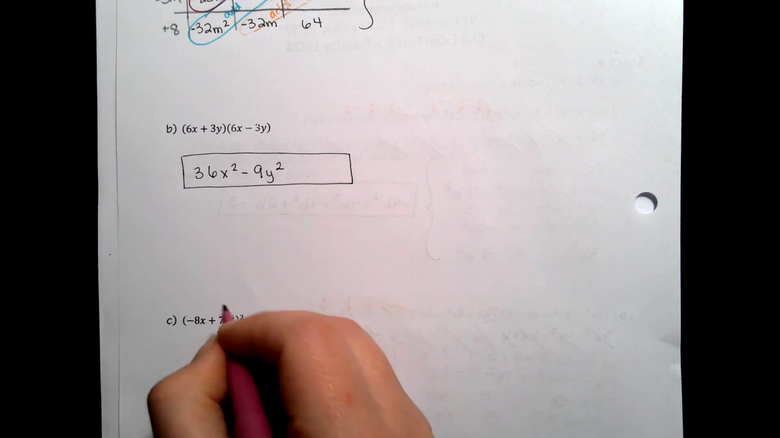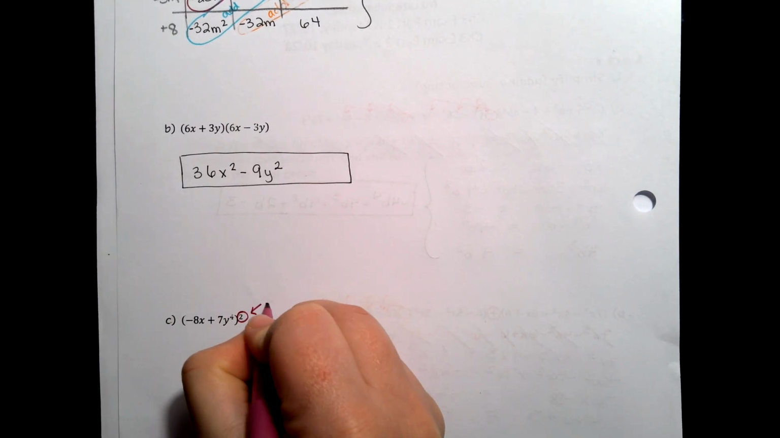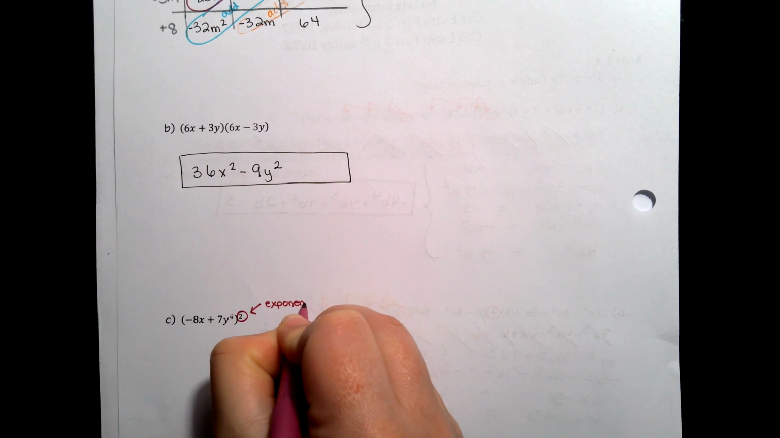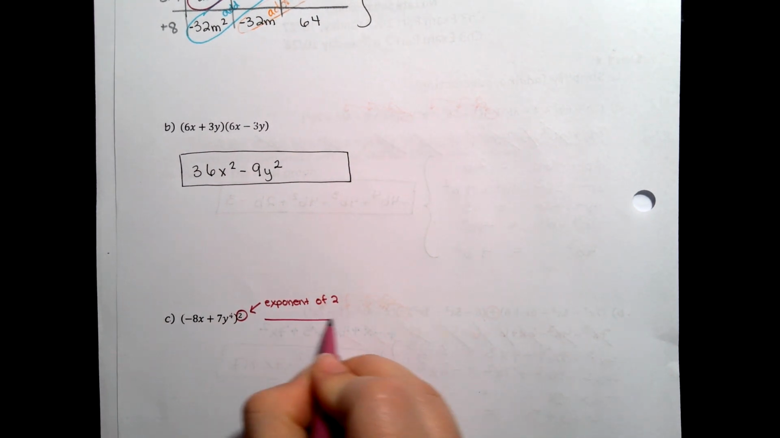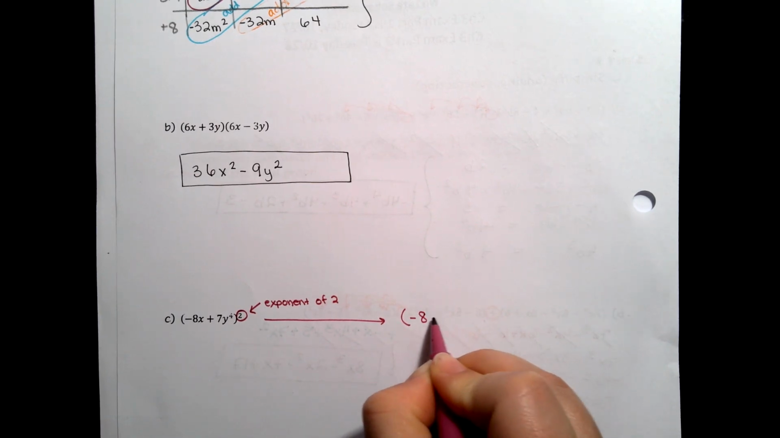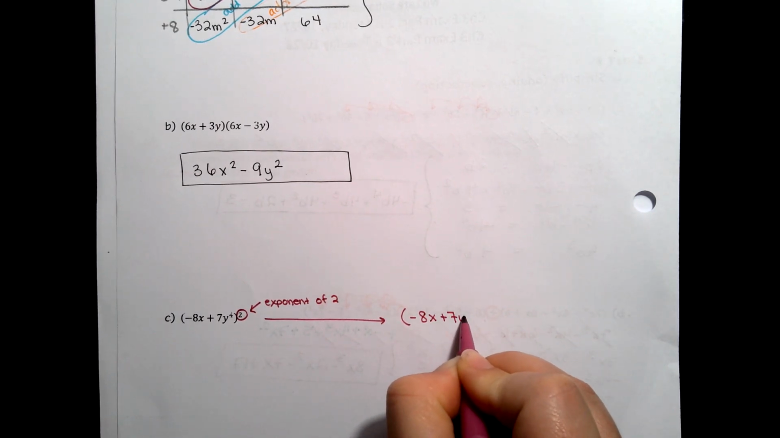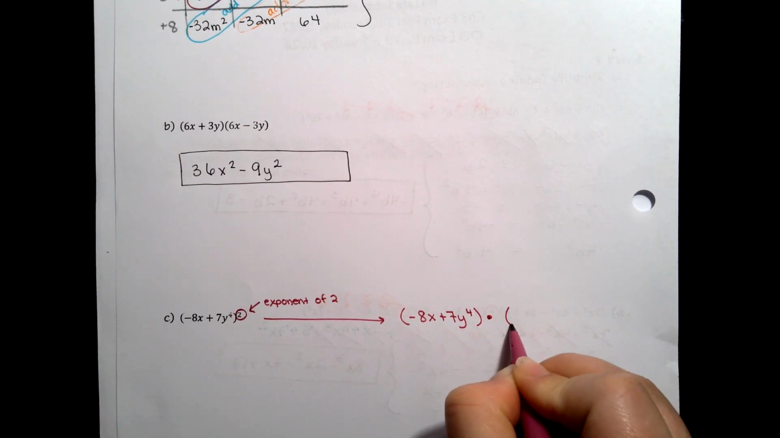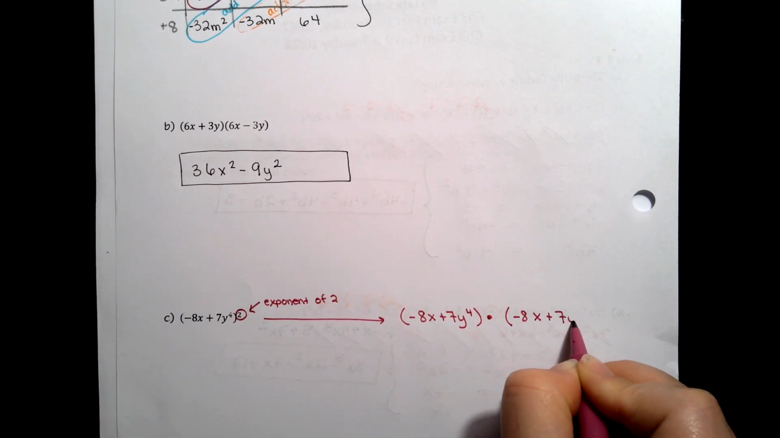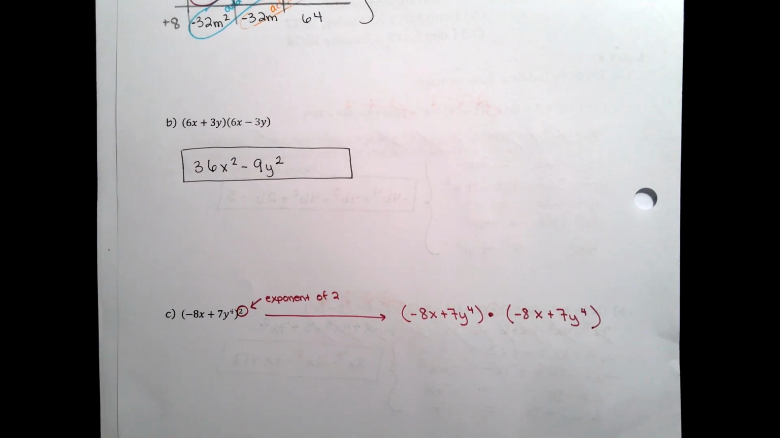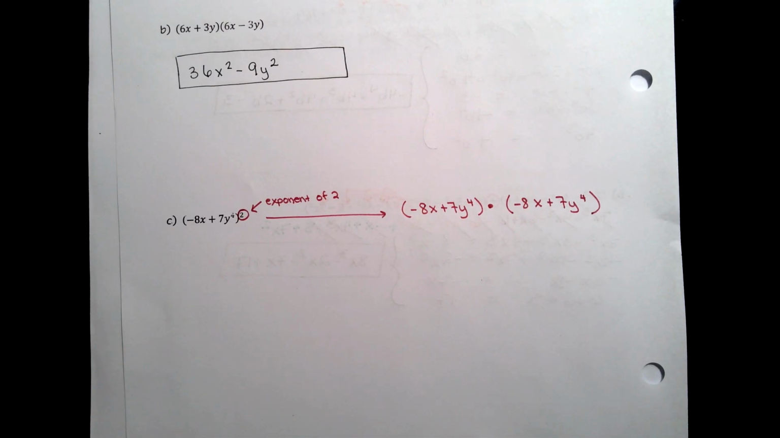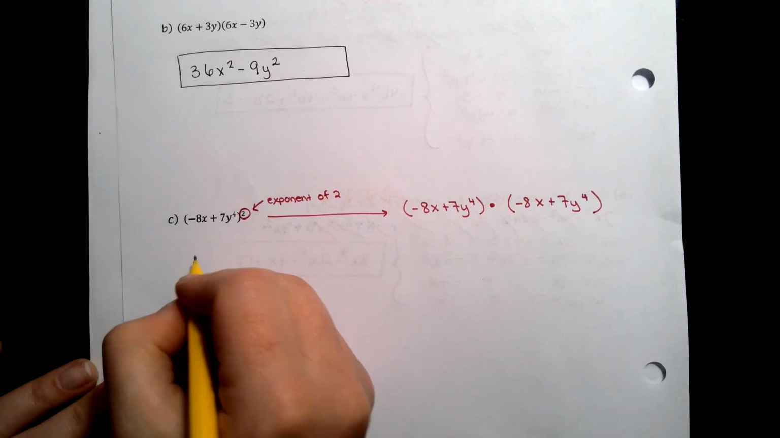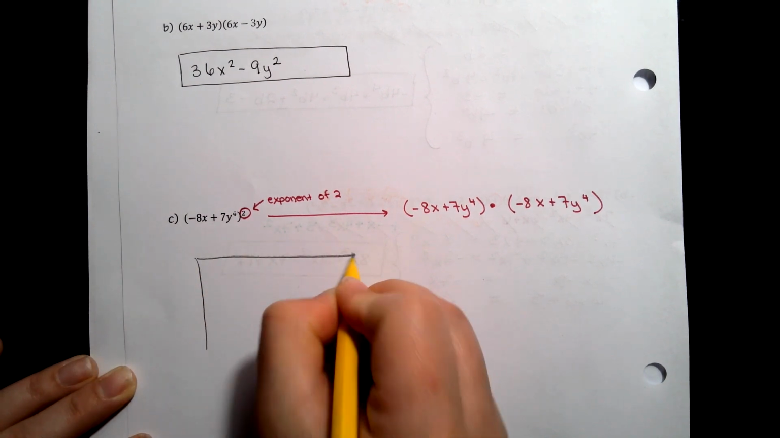So what I mean by that is because you have an exponent of 2 on the outside, not the 4 that you see on the inside, but the exponent of 2 on the outside, you're going to write this out twice. Negative 8x plus 7y to the fourth times negative 8x plus 7y to the fourth. Then you are going to proceed to multiply using box method. And remember, you're going to add or subtract the like terms afterwards. So let's go ahead and do this one real quick.